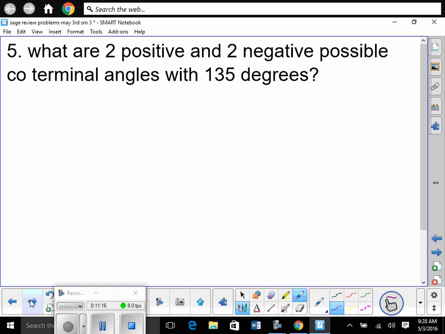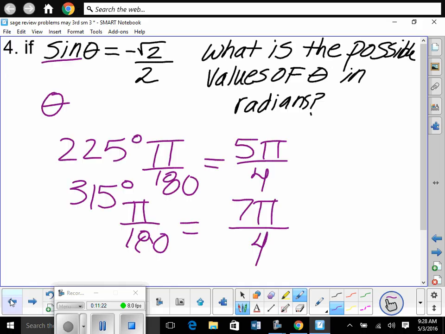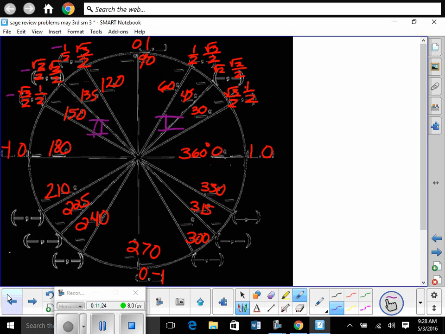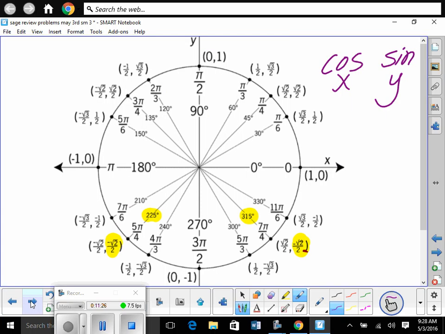Okay, what are two positive and two negative possible coterminal angles with 135 degrees? So guys, coterminal means sits in the same spot on the unit circle. And it was 135 degrees, right? I want to make this make sense for you so you don't have to memorize any formulas or anything. So it's saying what positive coterminal angle is equal to that, really. It wants it to fall in the same spot.